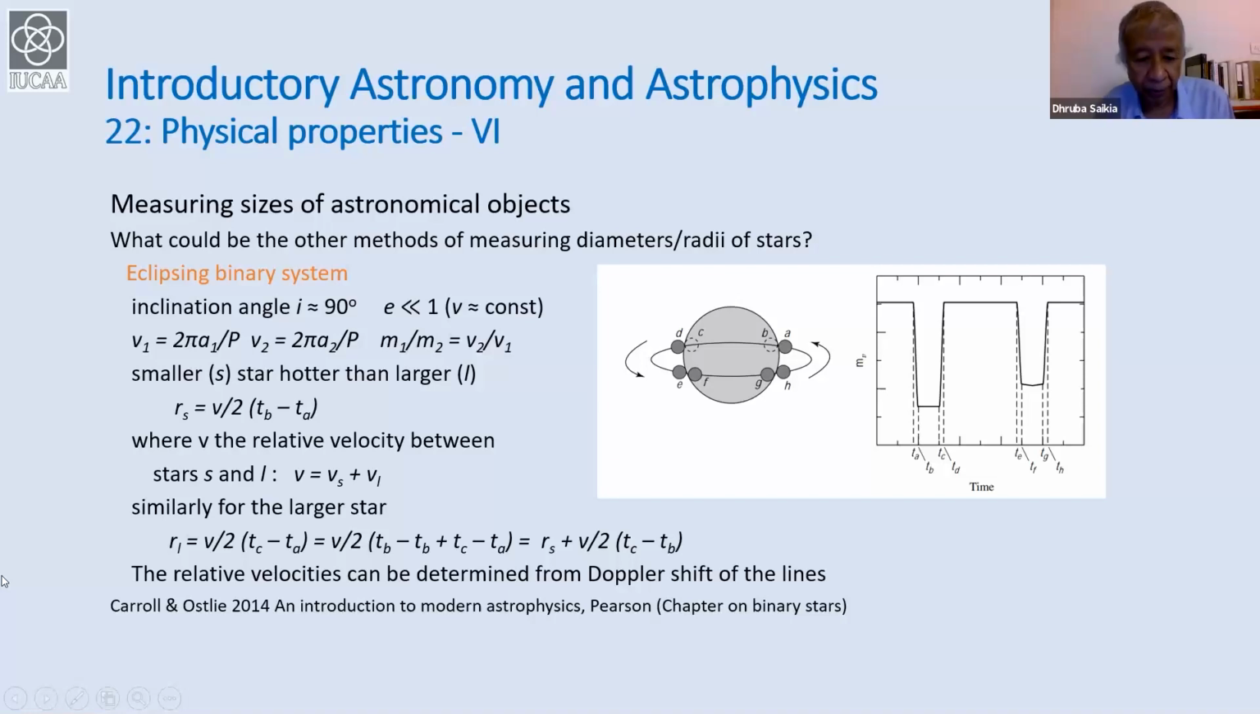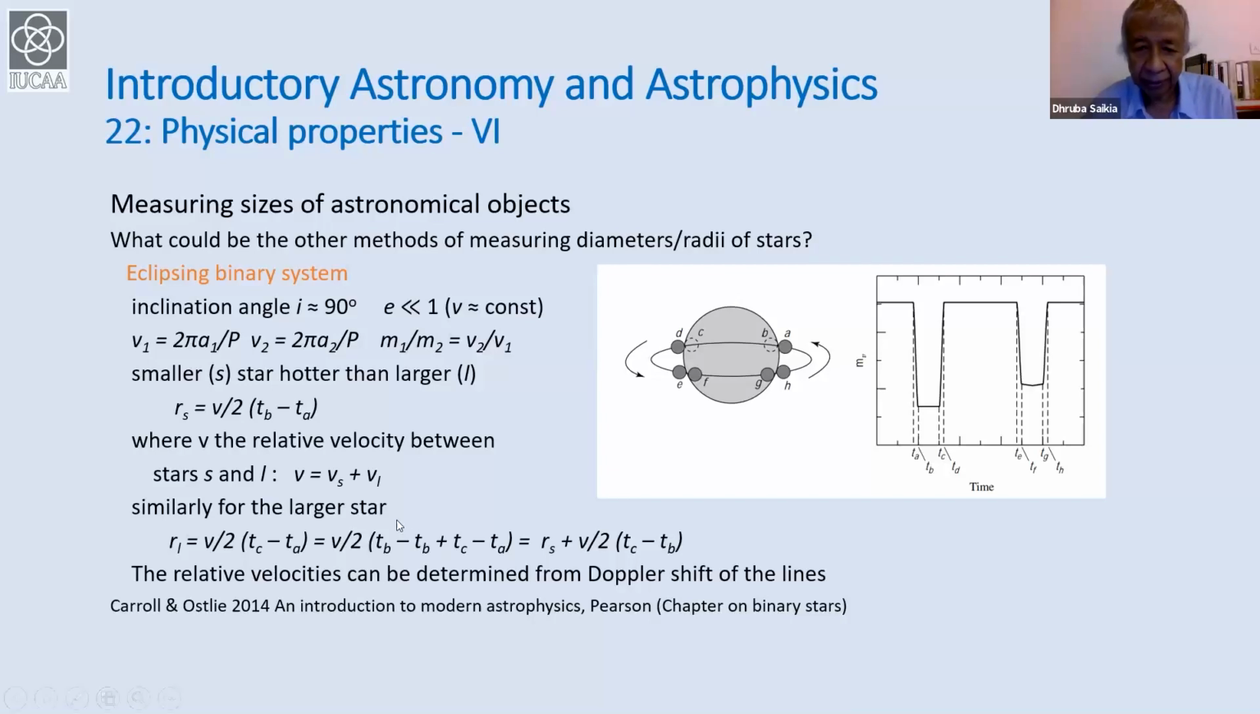I'm focusing a bit more on stellar objects because they are the most compact objects, and it is a challenge to try and measure the sizes of stars. Now, the other method, which I'm going to talk about right now, is when stars are in a binary system, particularly when they are in an eclipsing binary system. Here I will be making a number of simplifying assumptions. I will assume that the inclination angle is 90 degrees.